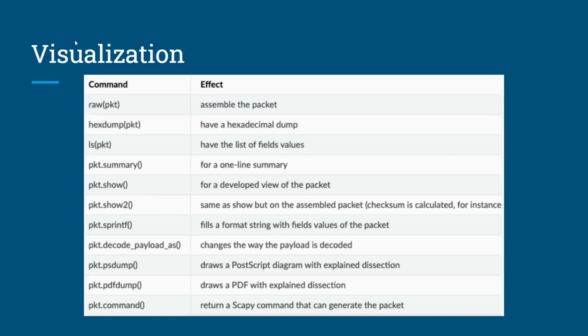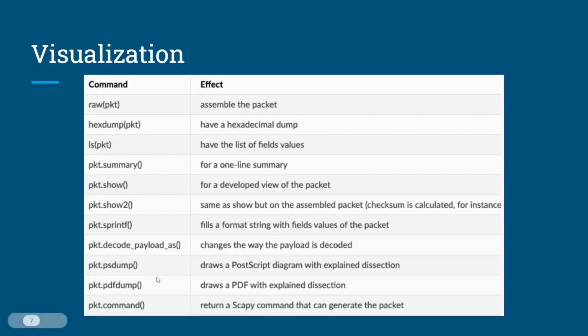And then finally, as compared to Wireshark, the visualizations of the packets aren't as great, unless you use some outside libraries. So in this case, this will show you the raw bytes of the packet. This will print them out almost in a Wireshark style, with very structured rows and columns, ordering of bytes. This will list out all of the field values. This will give you that one-line summary. This is the more developed view, or basically a more in-depth summary.